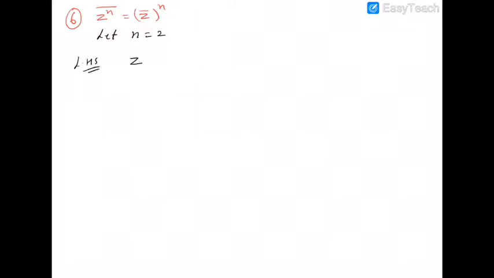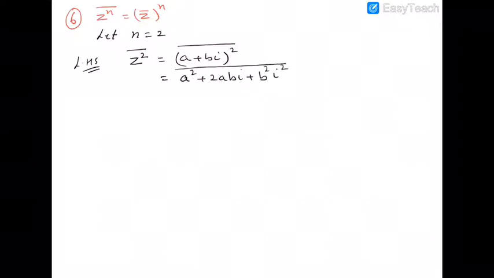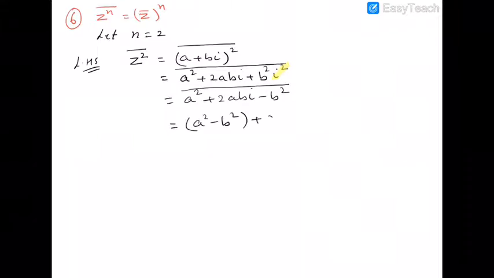Our sixth property is conjugate of z to the power n is equal to conjugate of z, to the power n. For this, let n equal 2, then left hand side will be conjugate of z squared, that is conjugate of (a plus bi) squared, which will give us conjugate of a squared plus 2abi plus i squared b squared. Put the value of i squared here and we will get conjugate of a squared minus b squared plus 2abi.